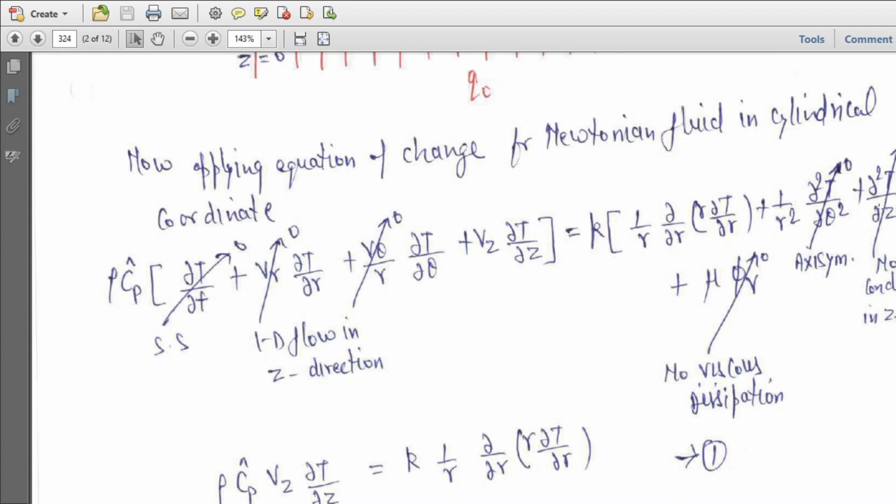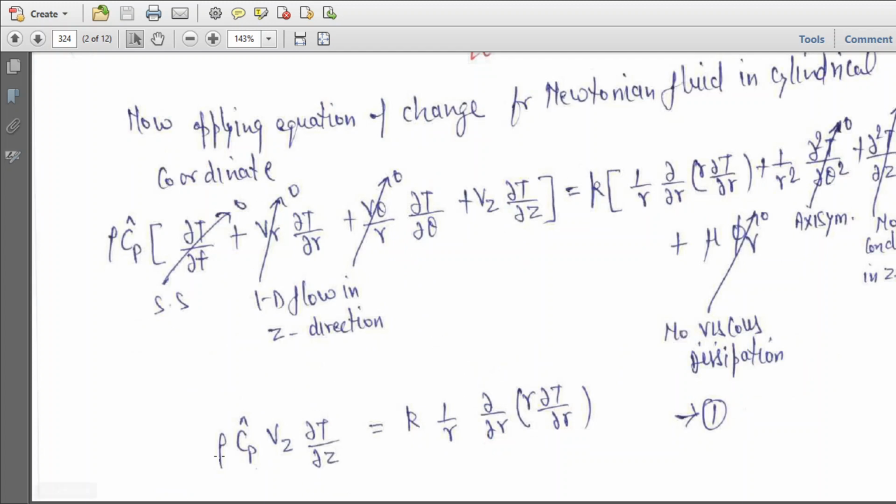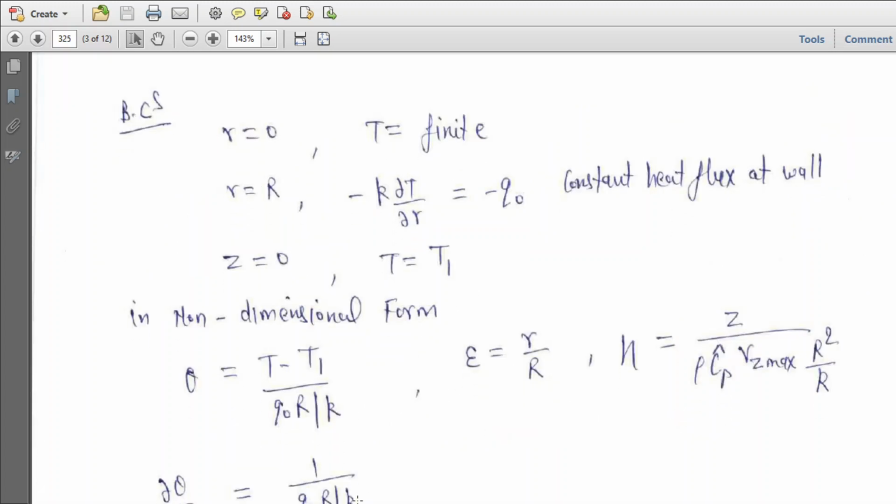Then no conduction in the z direction, so we are considering del square T upon del z square is also equal to 0. By putting all these constraints here, and again we are considering the viscous dissipation term is also equal to 0, negligible as compared to the convection term. So for that case you have rho Cp Vz del T upon del z equal to K times 1 upon r del upon del r of r del T upon del r. So this is the main equation which needs to be solved.